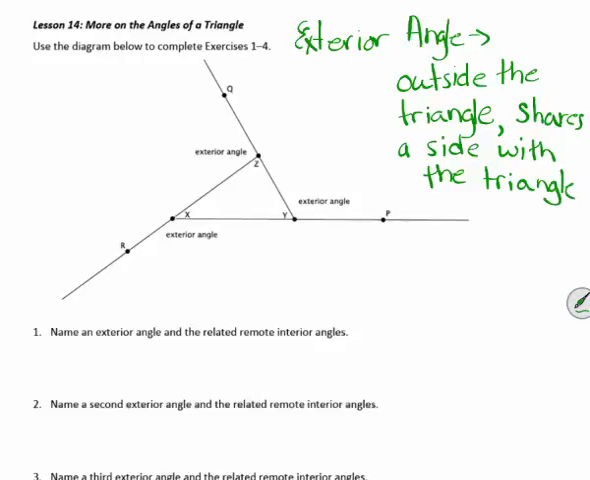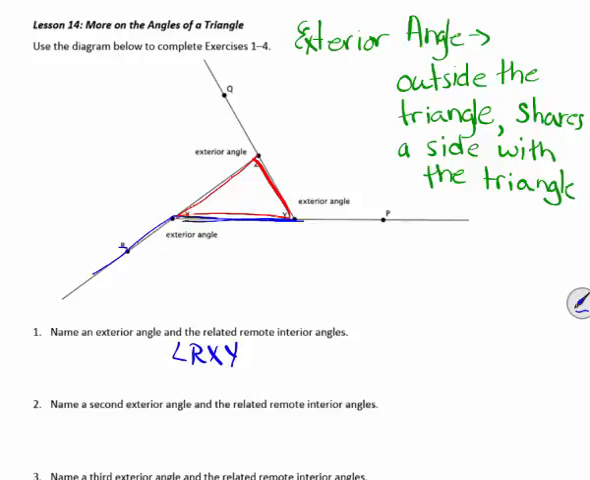All right, so what are we talking about here? Let's take a look. So I'm going to start with this exterior angle right here. First of all, we name it by using the letters. So this is RXY. And when I said it shares a side with the triangle, here's your triangle. And this side, the blue side right here, is the same as one of the sides of the triangle. So that's what I mean by shares a side. Okay, so that's your exterior angle.